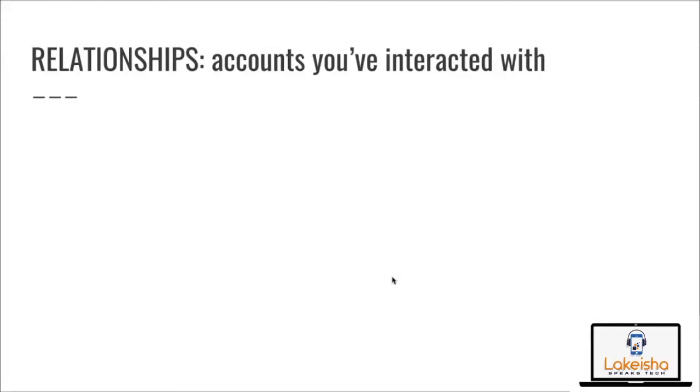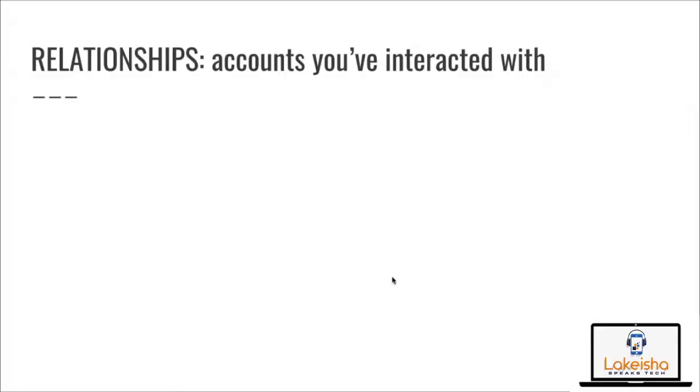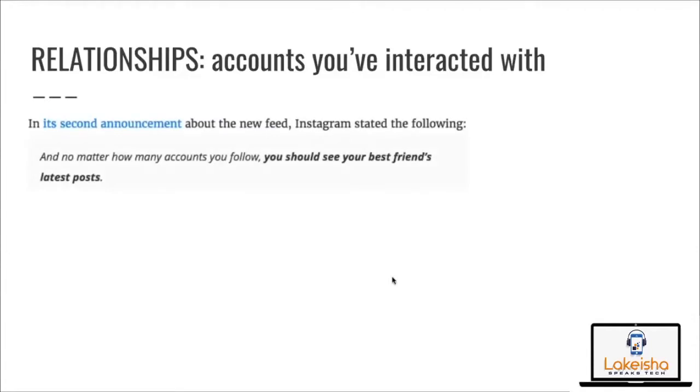Relationships. So let me go back to relevancy right quick. Here we talk about the genres that you've interacted with. Here for relationships, we're talking about the accounts that you've interacted with. So you think of an account as a person. You have Legs for Life, Keisha Speaks, Digi Sisters, Beyonce, those all are accounts. So the second announcement that they made, he said, and no matter how many accounts you follow, you should see your best friend's latest posts.